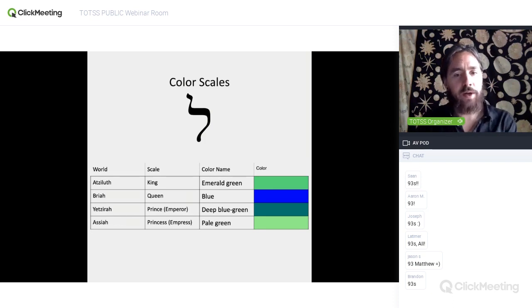All right, for our color scales, for our king scale, we've got emerald green. We've already seen the color emerald green associated with Venus, and so I think that's the main way we can understand this here. This is Venus's house, and we've got one of the colors of Venus. Now in the queen scale, we've got blue. Again, the queen scale is the colors derived from color theory, so we've just got the blue there. In the prince scale, again, the prince scales are usually at least an approximate mixture of the king and queen scales. So from emerald green and blue, we've got a deep blue green. And then finally, in the princess scale, we've got a pale green.